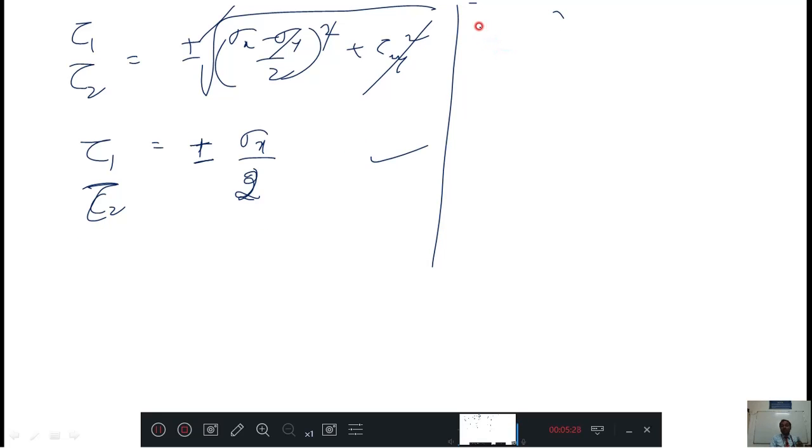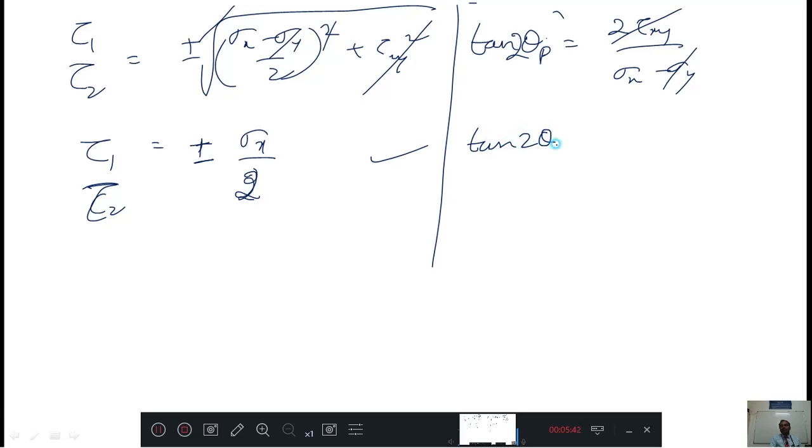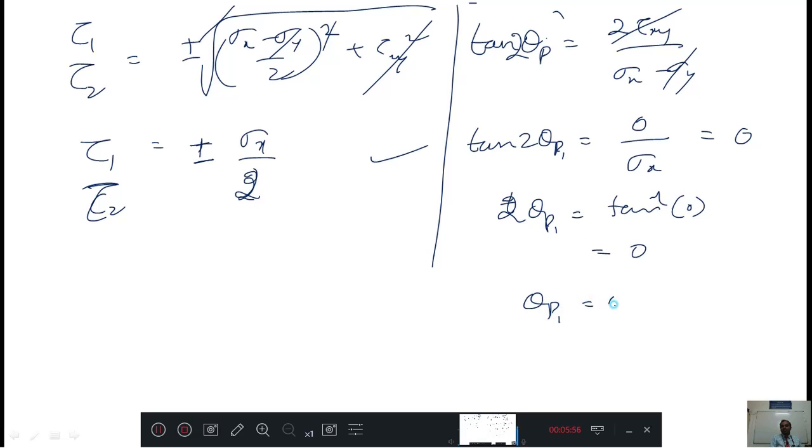Then if you want the orientation of the major principal plane, that equation is tan 2 theta p1 equal to 2 tau xy divided by sigma x minus sigma y. In this case, sigma y is not there and tau xy is not there. Therefore, tan 2 theta p1 becomes 0 divided by sigma x, and 0 by sigma x means 0. That is, 2 theta p1 equal to tan inverse 0, that is 0. Therefore, theta p1 is 0.